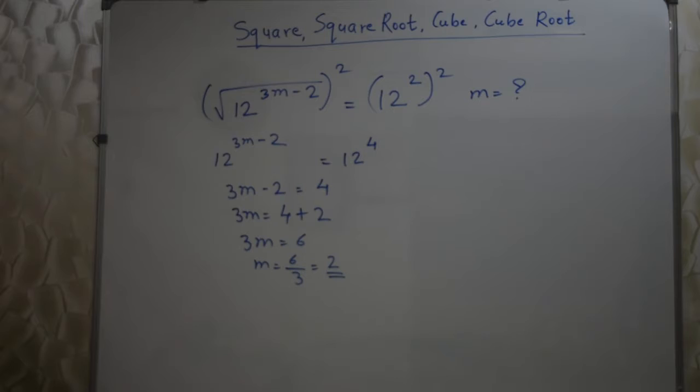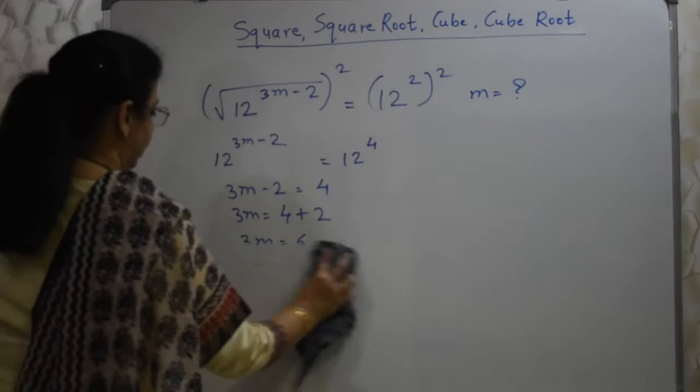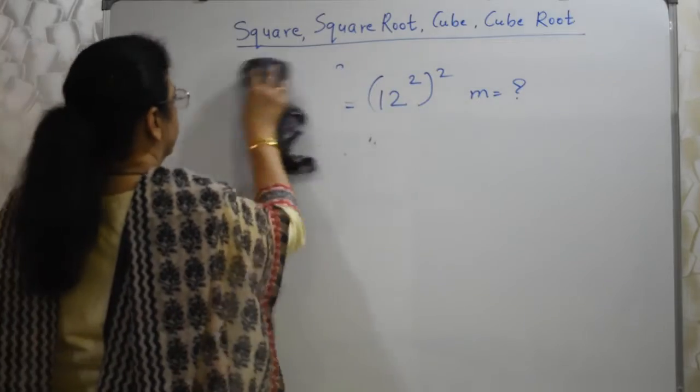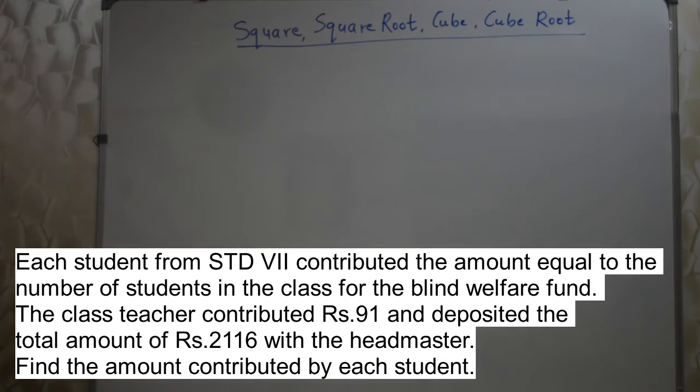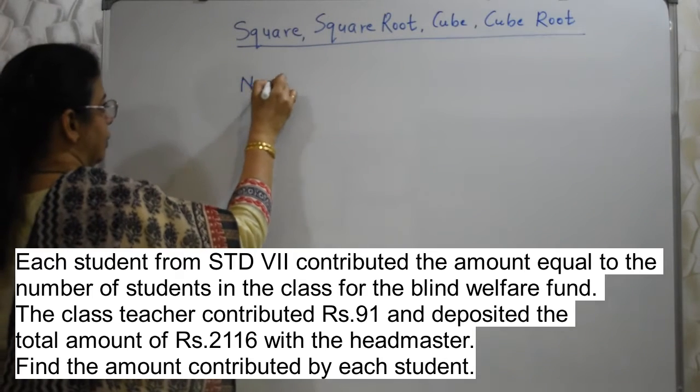Students, the next sum will appear on your screen. Please read it properly. Each student from standard 7 contributed an amount equal to the number of students in the class for the blind welfare fund. The class teacher contributed rupees 91 and deposited the total amount of rupees 2116 with the headmaster. Find the amount contributed by each student. Here we don't know how much each student has contributed, but we know that they have contributed equal to the number of students in the class. So assume the number of students in the class as x.